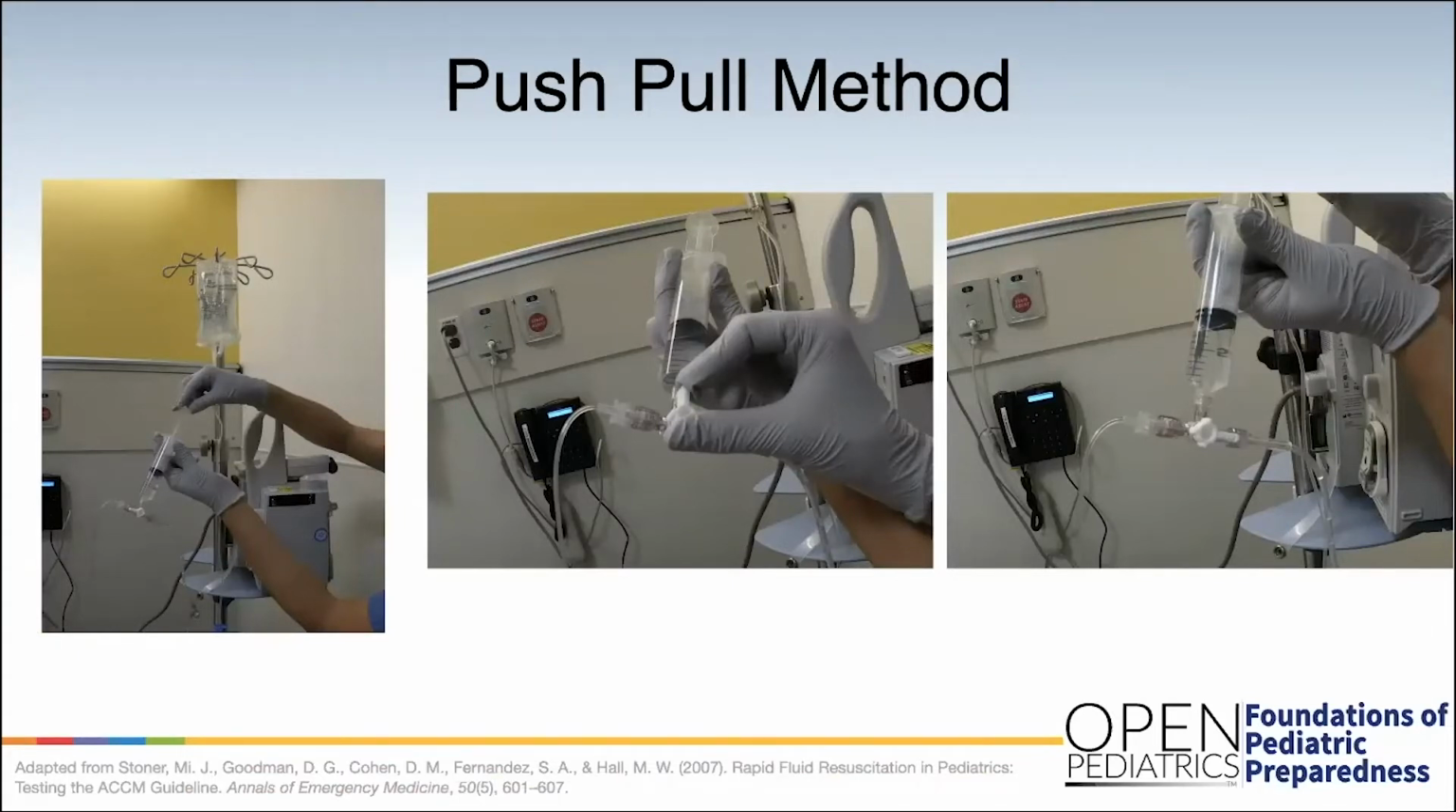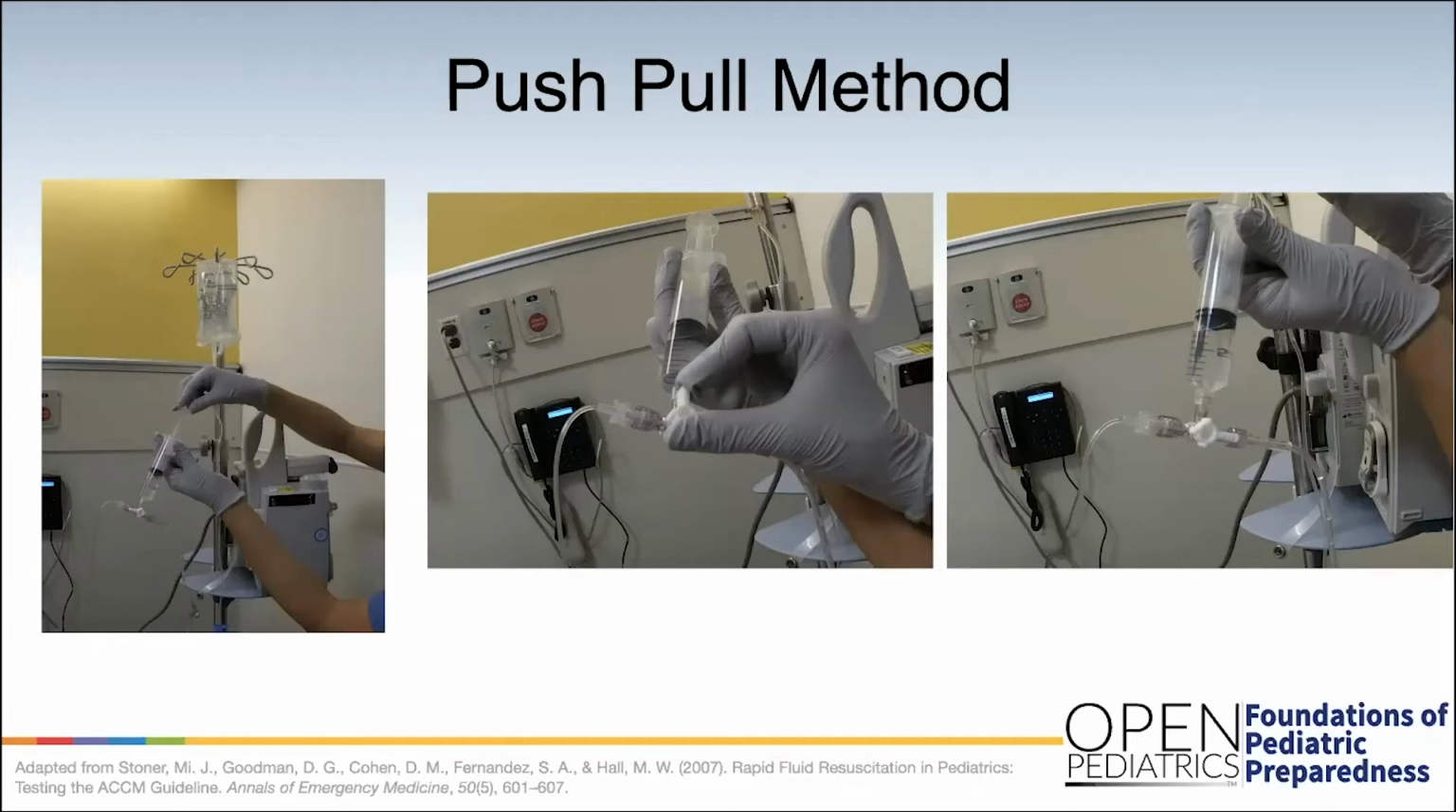The first step in the push-pull method is to toggle the stopcock to the off position to the patient. The provider then withdraws fluid from the IV fluid bag into the syringe by pulling back on the plunger. The next step is to turn the stopcock to the off position to the IV fluid bag. The final step is to depress the plunger, which infuses the exact amount of fluids in the syringe into the patient.